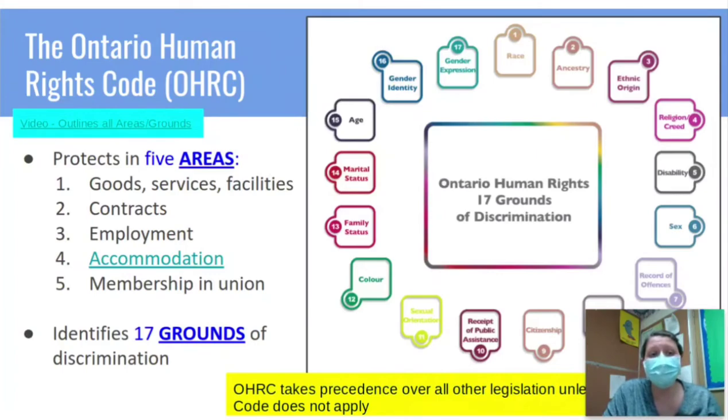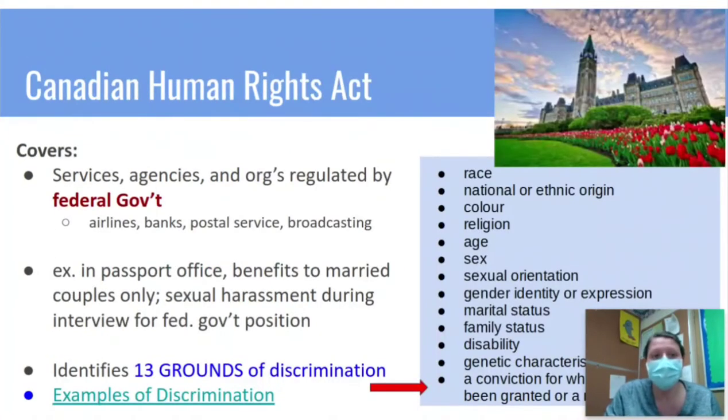All right, so hopefully that video gave you a better understanding of your grounds for discrimination and the different things that are protected with the Ontario Human Rights Code. So continuing on, I did mention that there is a second legislation that exists, which is the Canadian Human Rights Act. So unlike the Ontario Human Rights Code, the Canadian is Canada-wide.